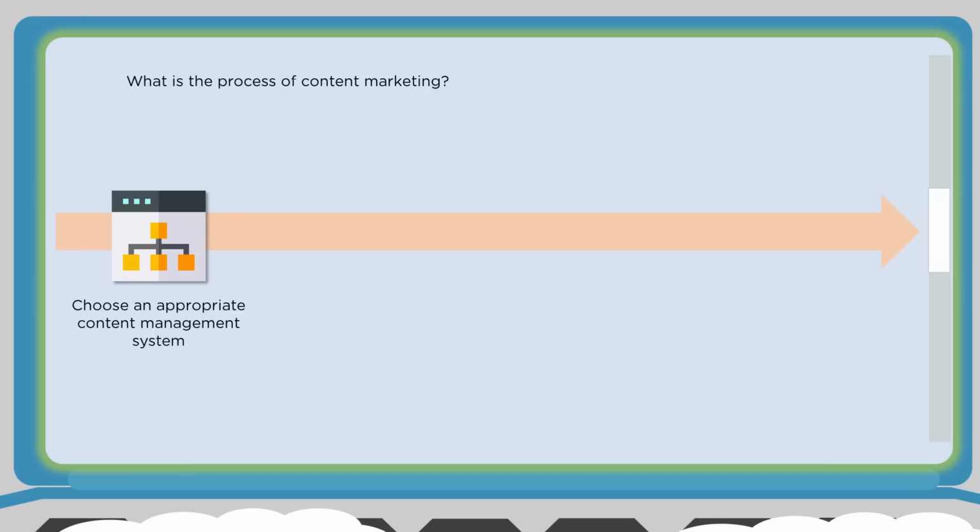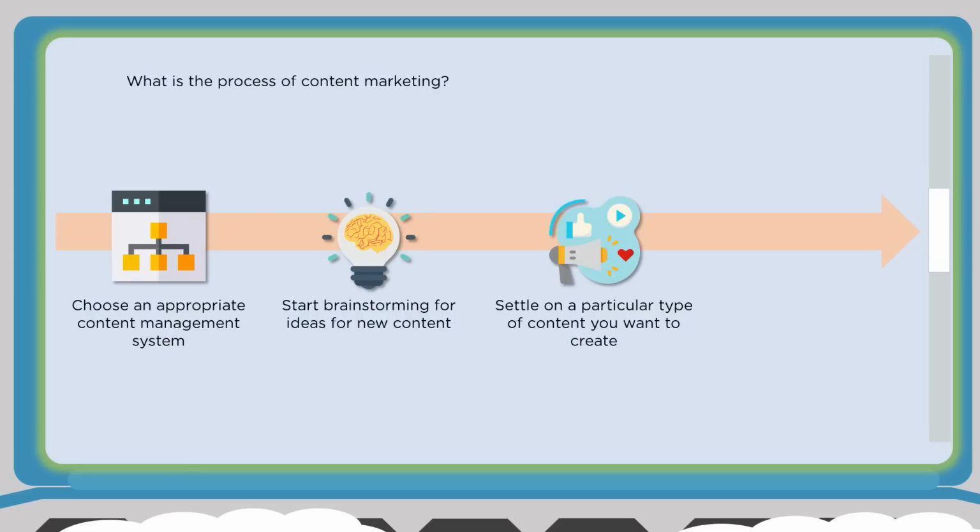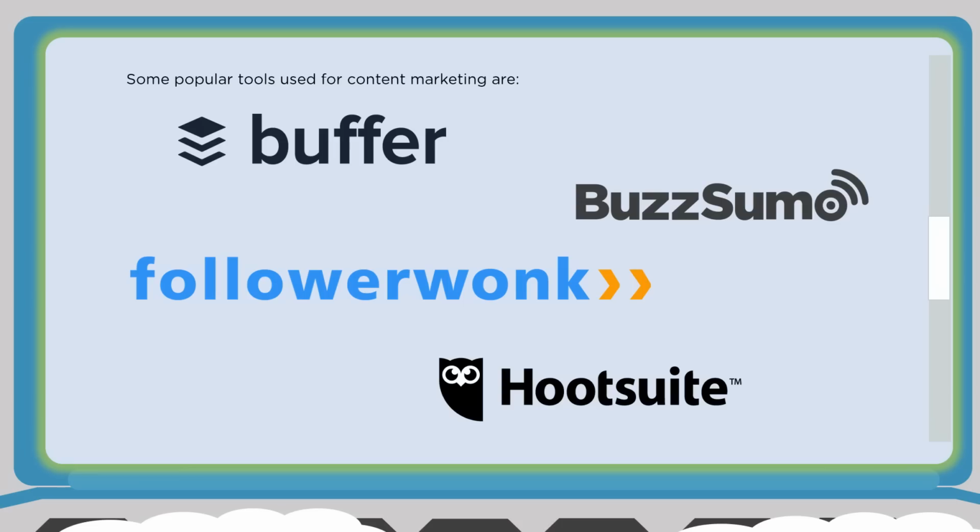So you want to choose an appropriate content management system. So if it's a blog, you want to use WordPress maybe. So you want to start brainstorming for new content ideas. So in my opinion, maybe put together a content calendar and jot some ideas on that content calendar. Then you want to settle on a particular type of content you want to create, and then you want to be able to publish and manage your content. So some popular tools used for content marketing, you have Buffer, you have BuzzSumo, Follower One, Hootsuite.